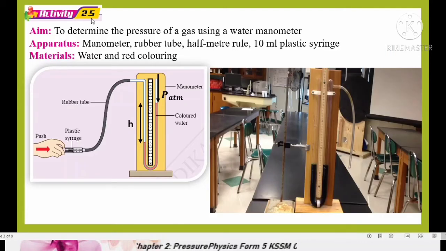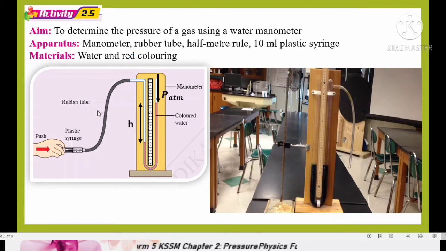Look at this Activity 2.5. You can refer to your textbook. The aim of this activity is to determine the pressure of a gas using a water manometer. Apparatus required are a manometer or U-tube, rubber tube, or we can use silicone tube, half meter rule, 10 milliliter plastic syringe, water and red coloring. So you can use any color.